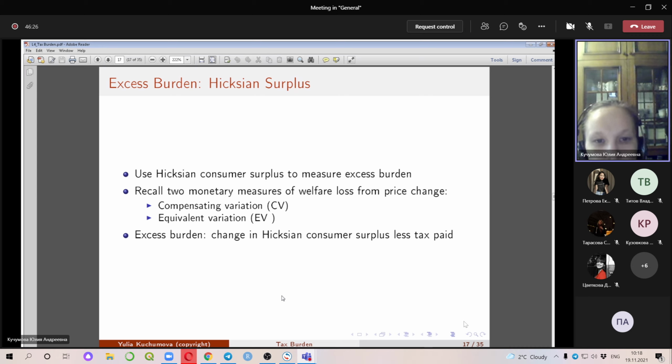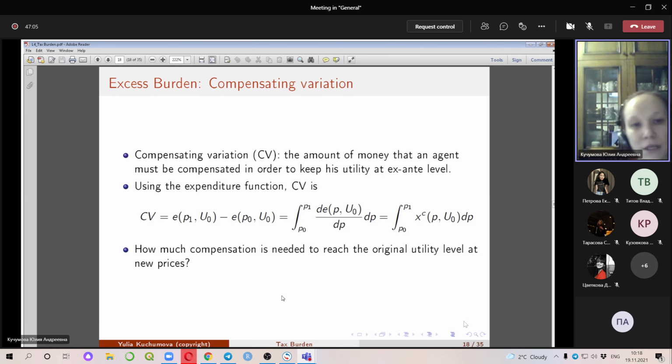We will need to recall two monetary measures of welfare loss from a price change that are called compensating variation and equivalent variation, right? And then once we recall what that is, constructing the excess burden would be a simple task, because it would be just the difference between, say, compensating variation minus taxes paid by a consumer. So our task now is to recall what is compensating variation, and then later what is equivalent variation.